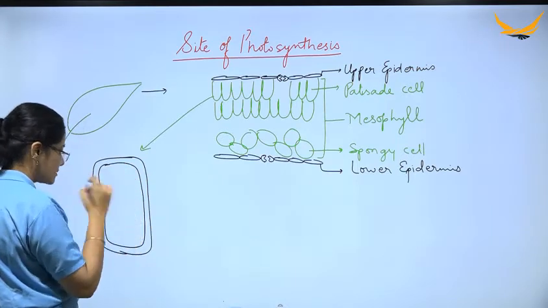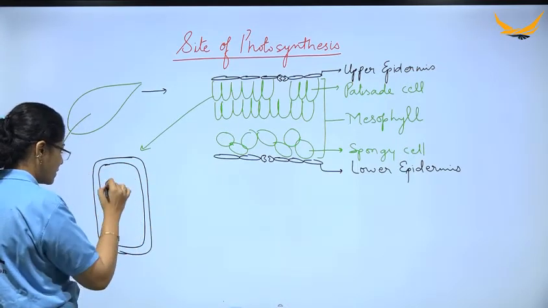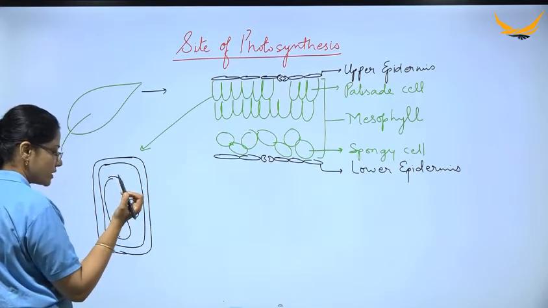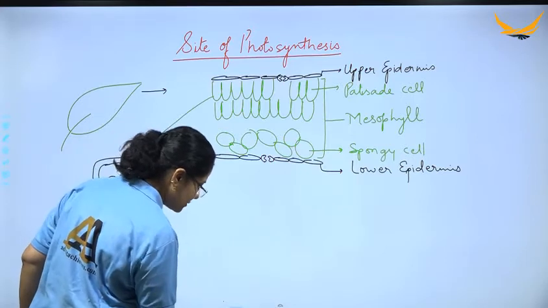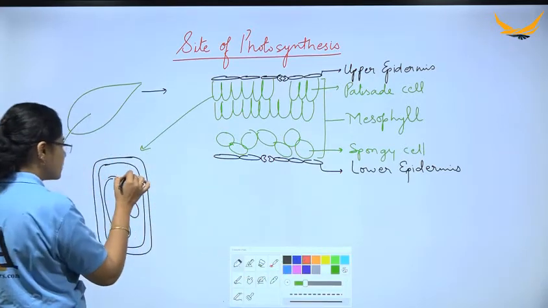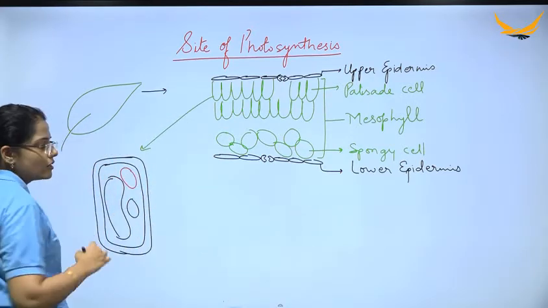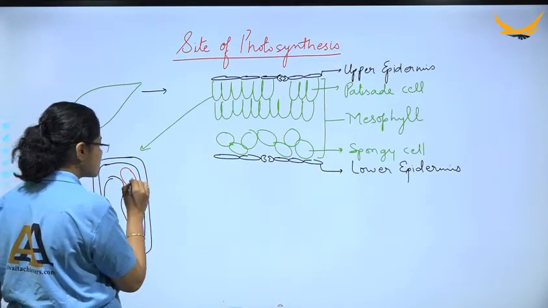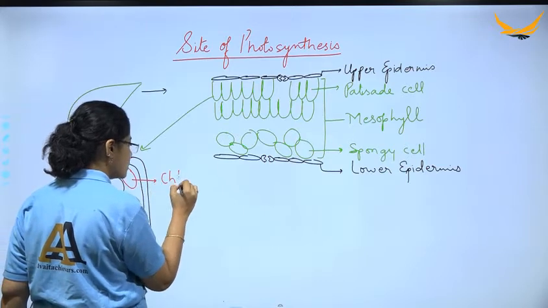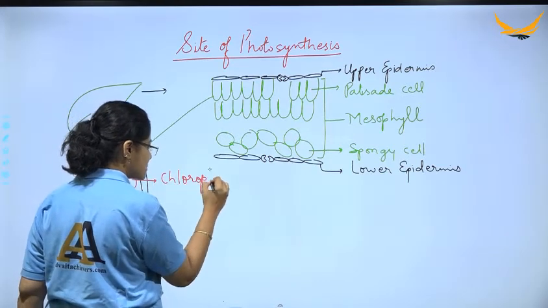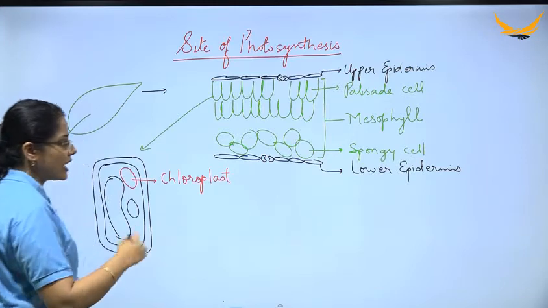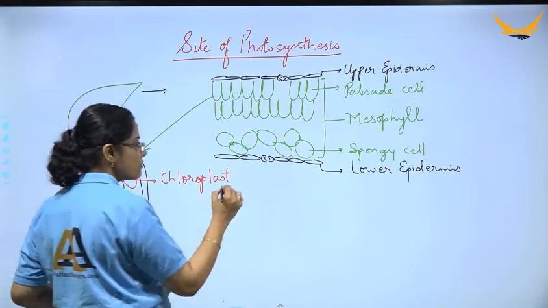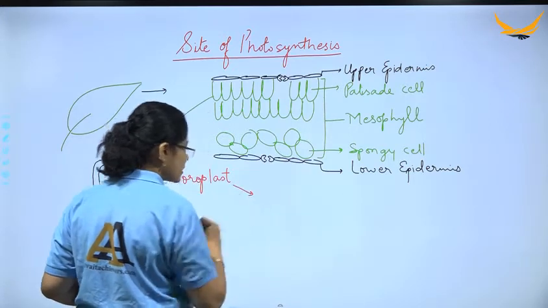right? Then it is going to have a big vacuole because it's a plant cell, and there's going to be a nucleus, and along with that there is going to be that organelle which is going to help us in photosynthesis. So this is the chloroplast, correct? And now let us draw the enlarged view of a chloroplast, the internal structure of the chloroplast, and see how it looks.